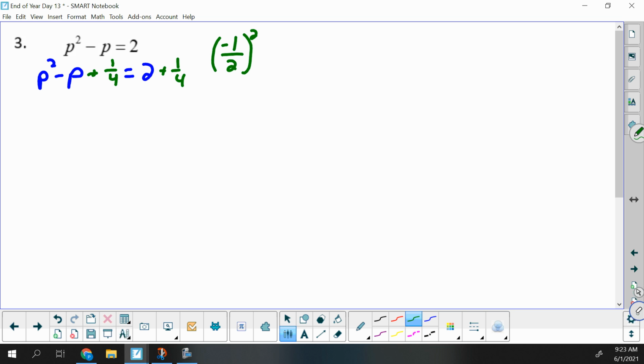Well, this is where knowing the shortcut on the left is helpful. We're going to have something squared. We're going to have a p, and well, it's whatever got squared. Negative 1/2 got squared, so we're just going to have a negative 1/2 here. In our calculators, we would just do 2 plus 1/4, and that gives us 9/4.